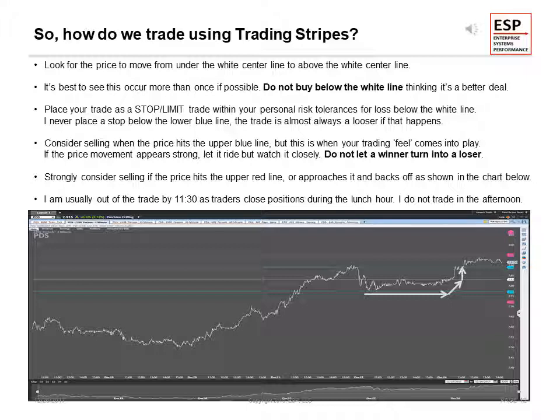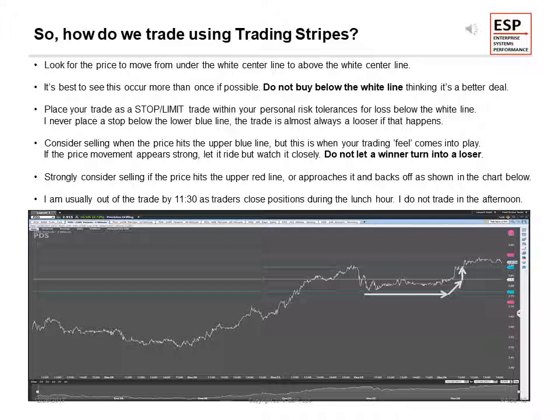Place your trade as a stop limit trade within your personal risk tolerances, somewhere below the white line. Typically I use the midpoint between the white line and the blue line below it. I never place a stop lower than the lower blue line. There the trade is almost always a loser if that happens.